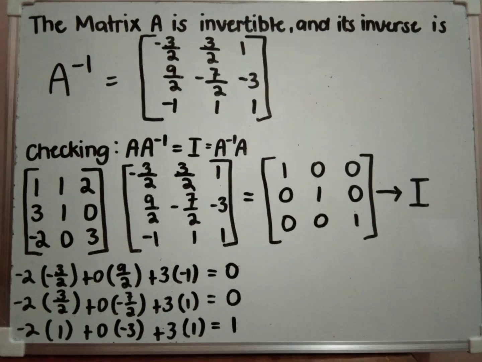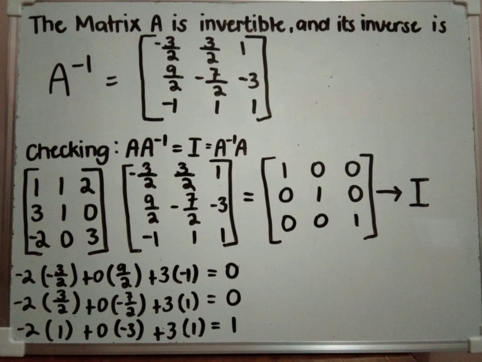And lastly, for the third row, we have negative 2 times negative 3 halves plus 0 times 9 halves plus 3 times negative 1 is equal to 0. Negative 2 times 3 halves plus 0 times negative 7 halves plus 3 times 1 equals 0. And negative 2 times 1 plus 0 times negative 3 plus 3 times 1 is equal to 1.